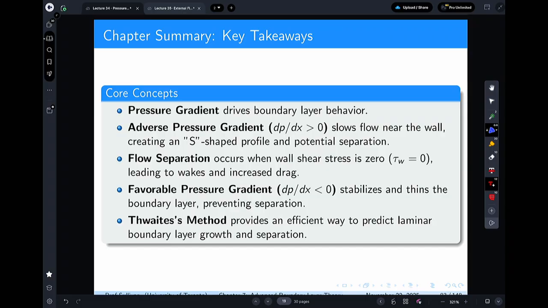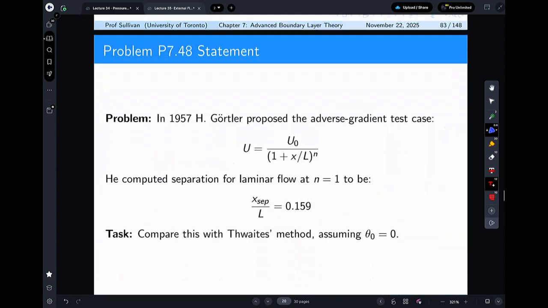Flow separation occurs at the point when wall shear stress is 0, leading to wakes and increasing drag. And you see this in a lot of different flow visualizations, and I probably will have a chance to show some of that in a few minutes. Favorable pressure gradients stabilize and thin the boundary layer, preventing separation. And Thwaites' method is really good for laminar boundary layers and predicting growth and separation.